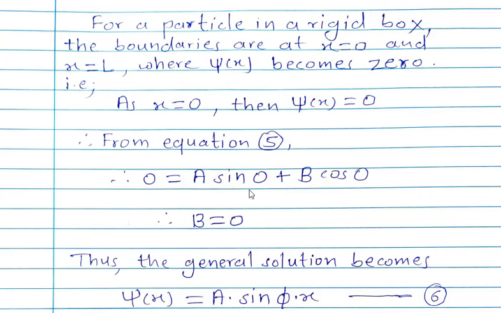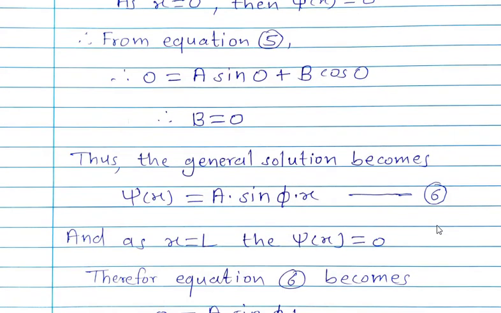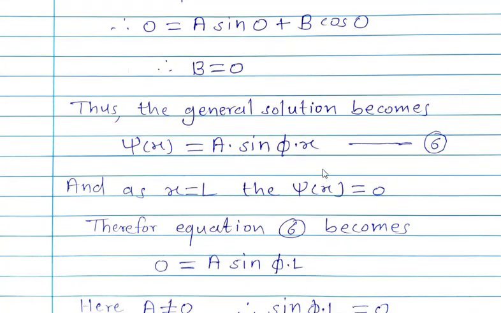Now here, as sine 0 is 0, this term becomes 0. Therefore, we get the value of one of the arbitrary constants, that is b, which is equal to 0. Now, by substituting the value of b as 0 in the general solution, the general solution becomes psi of x equal to a times sine of phi x, as the term containing b becomes 0.